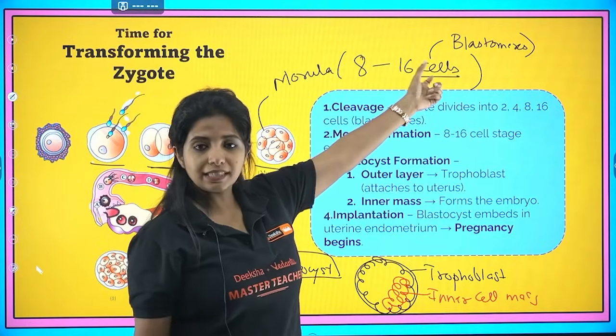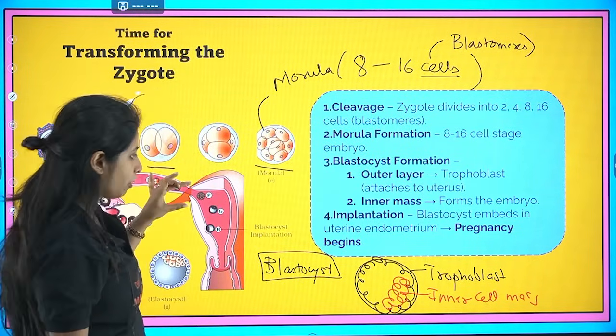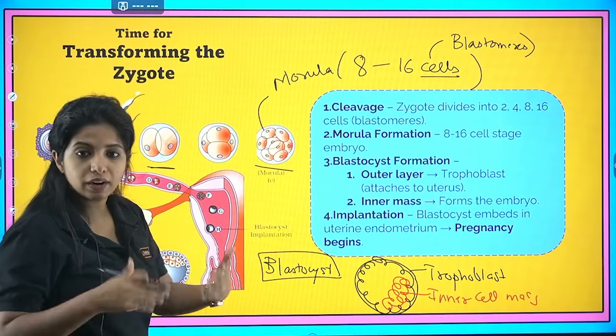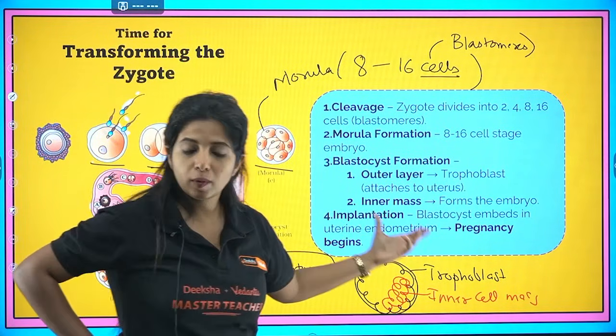What do you call these cells as? Blastomeres. Morula is the stage when you have 8 to 16 blastomeres. It's still in the fallopian tube. Slowly it is rolling down, dividing. It comes to a stage where it is forming blastocyst. It has outer trophoblast and inner cell mass.